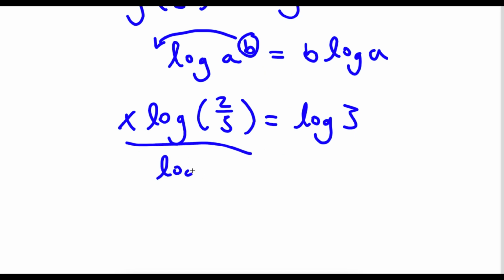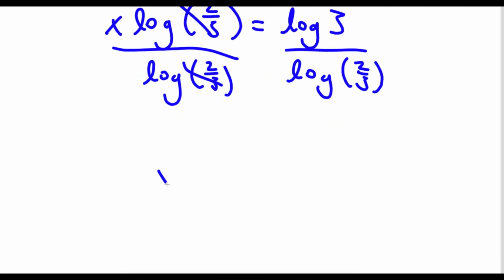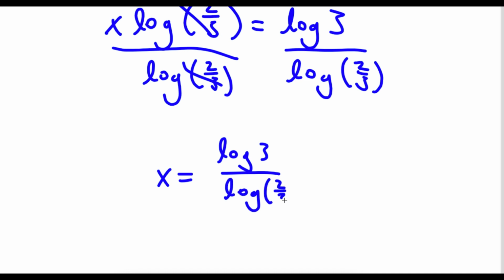Now I can go ahead and divide both sides by log of 2 over 3. Then these two cancel out, and I'll be left with x is equal to log 3 over log of 2 over 3.